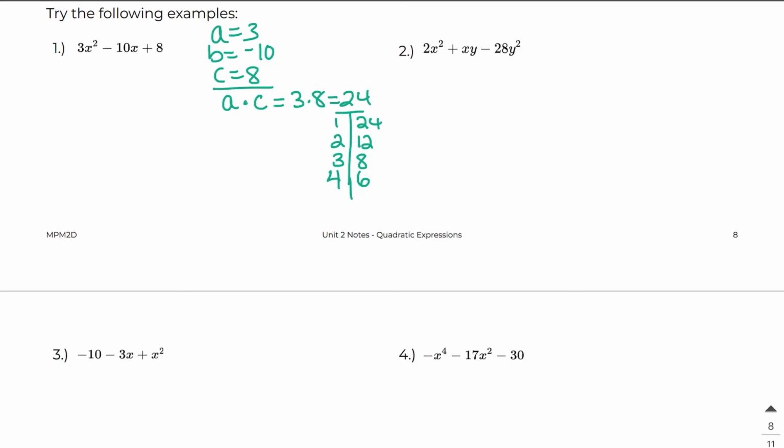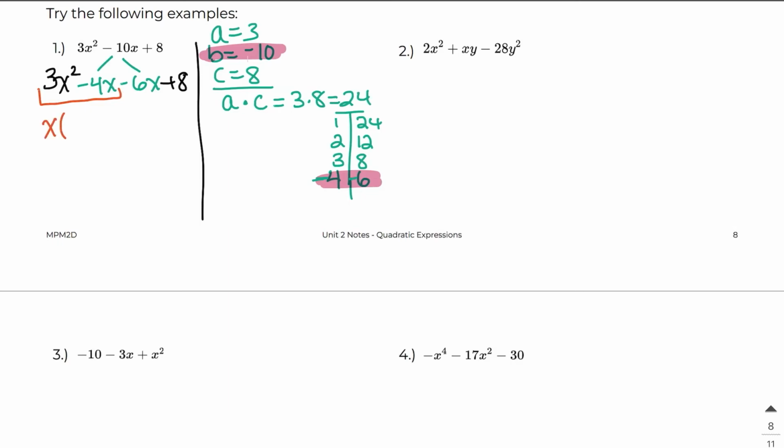I'm trying to find a set of factors here that will give me this b value right here. And I can only get that from the 4 and the 6 if the 4 and the 6 are both negative. So once I've done that, I can now say 3x squared, and then I can split up this negative 10x right here into negative 4x and negative 6x, and then I can add the 8 to it. And now I can just go ahead and factor by grouping. So 3x squared minus 4x has an x in common. When I factor that out, I get 3x minus 4.